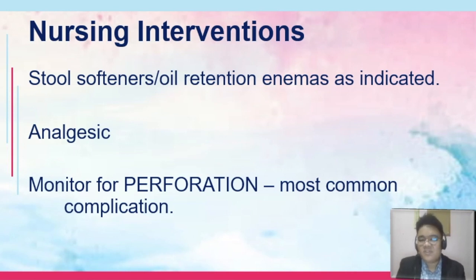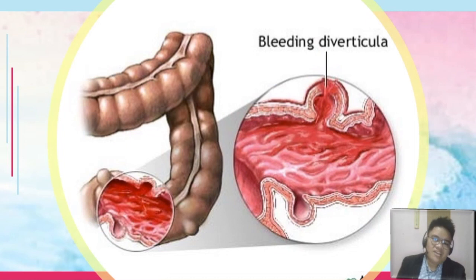And we monitor for perforation because once our patient has diverticulitis, there is a tendency for the small intestine or the large intestine to perforate. Okay, we don't want that to happen because the contents of our intestine would go to our peritoneum. It's a big no-no. Okay, so this is an example of a bleeding diverticula.